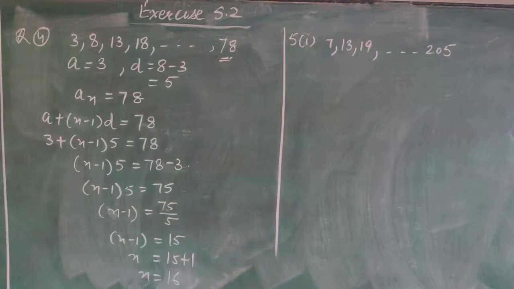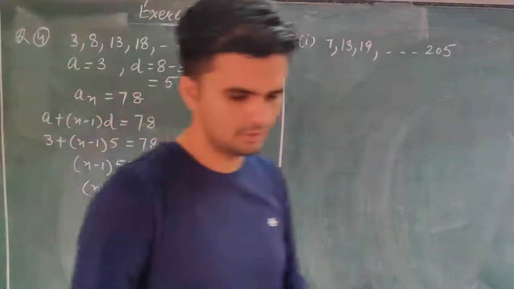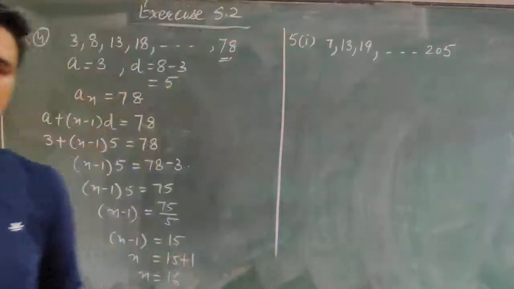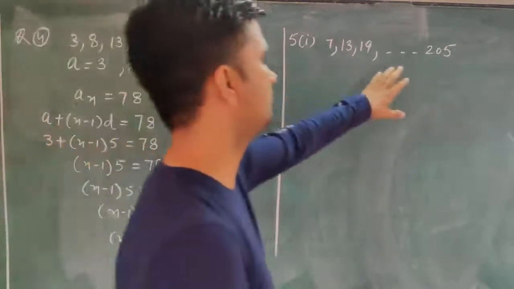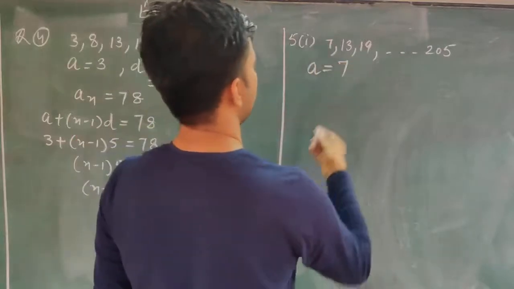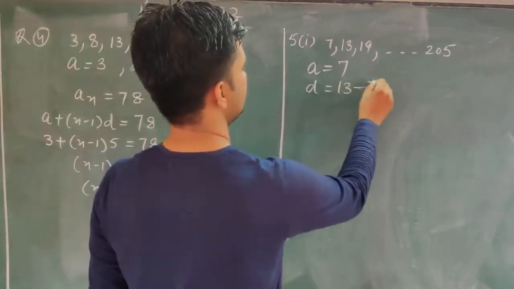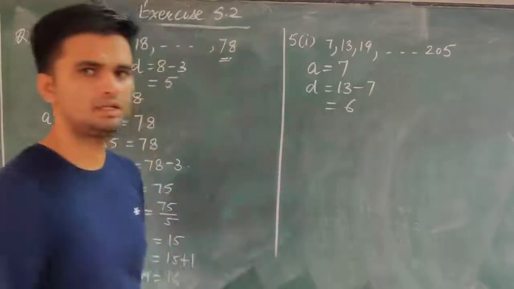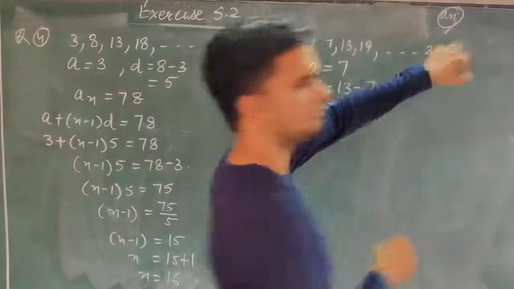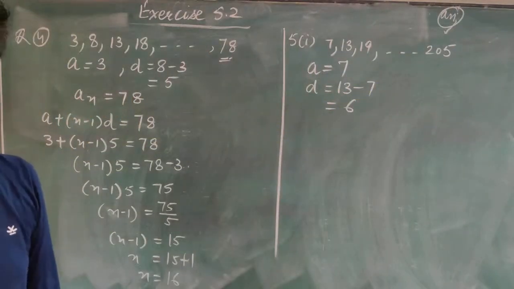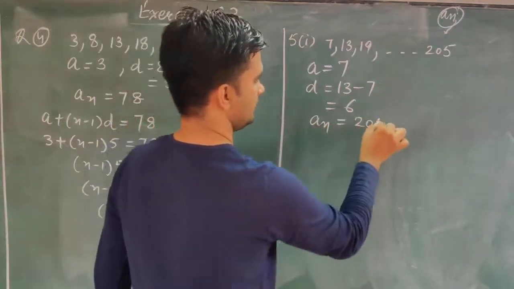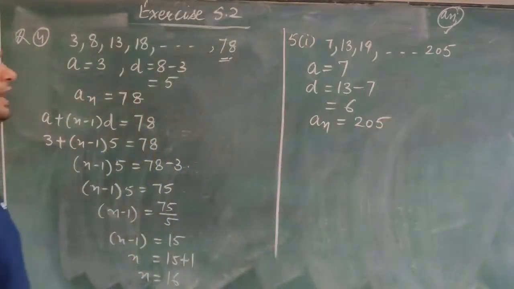Now come to the next question. An AP is given. Find the number of terms in each of the following APs. Now again they are using the term number of terms. It means here we will find n. A is 7, D is 13 minus 7. Right? The term which is at the last place is called an, the term which is at the nth place, right? Last term an is 205, and here we will find n.